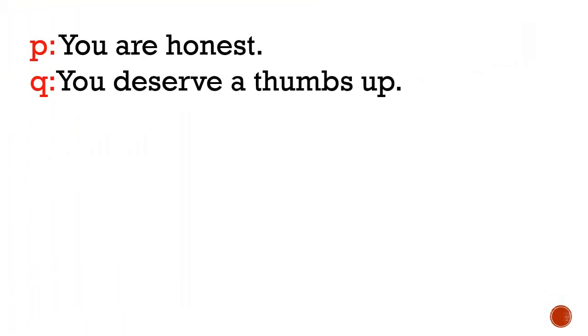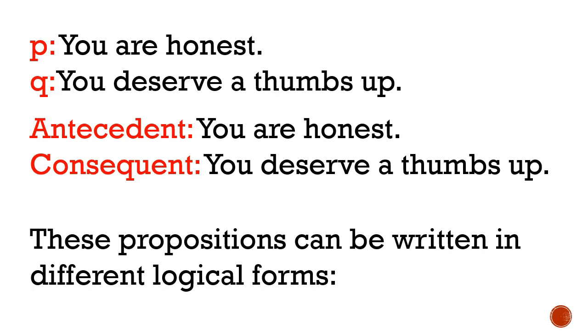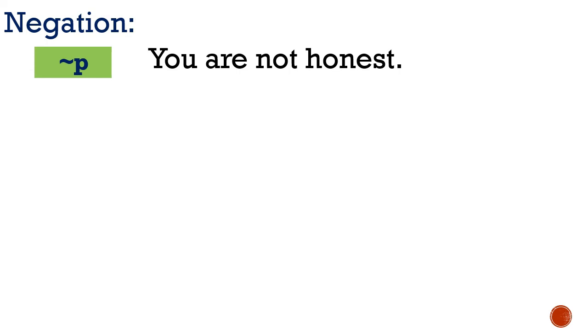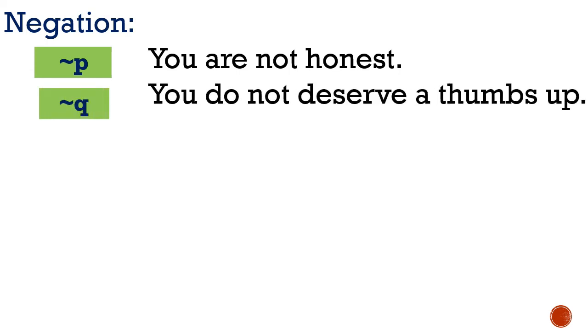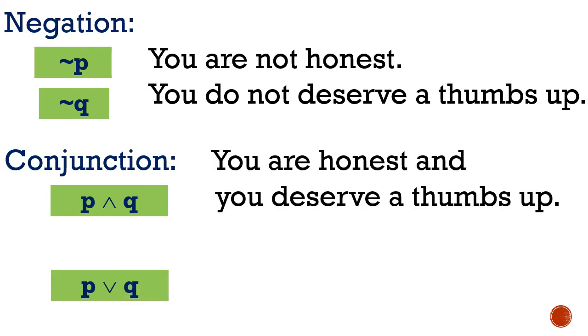Now, let us use those in logical statements. Let's say these are our propositions P and Q. P, you are honest. Q, you deserve a thumbs up. The antecedent is you are honest, and the consequent is you deserve a thumbs up. So these propositions can be written in different logical forms. For negation, not P, you are not honest. Not Q, you do not deserve a thumbs up. So the statements were negated.